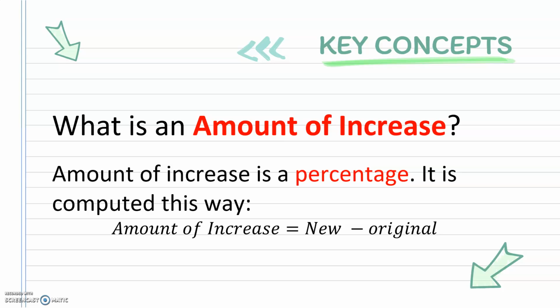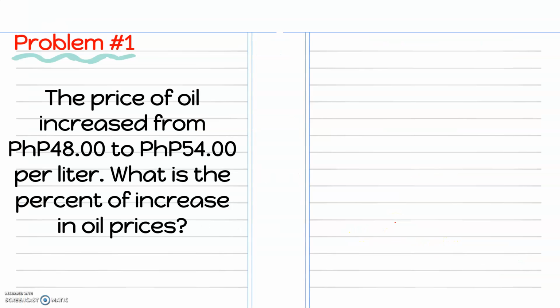The amount of increase again is a percentage. But instead of multiplying the base and the rate to compute for the amount of increase, we will simply use subtraction, wherein we subtract the original price from the new price.